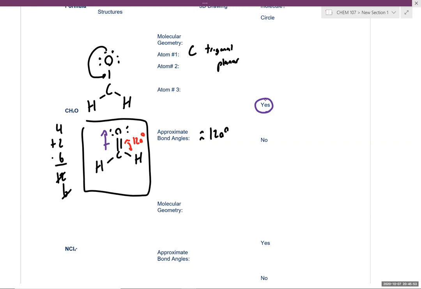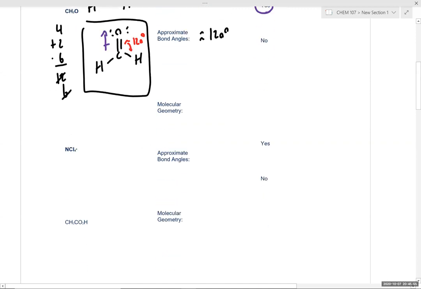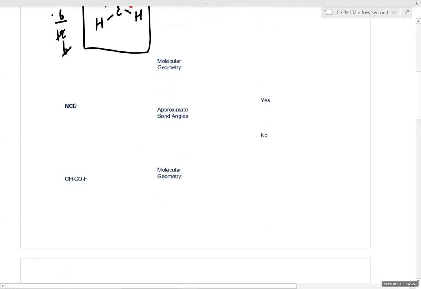Perfect. So let's look at another example. In this case, we're dealing with NCl4+. So nitrogen contributes 5 electrons. Chlorine contributes 7 electrons. And don't be shy to unmute to ask a question. So chlorine has 7 electrons and we have 4 chlorines. This gives us a total of 33. And because we have a +1 charge, we subtract 1, giving us 32.